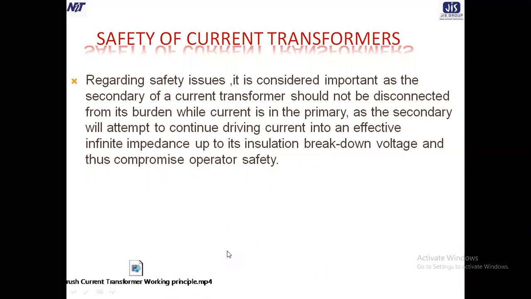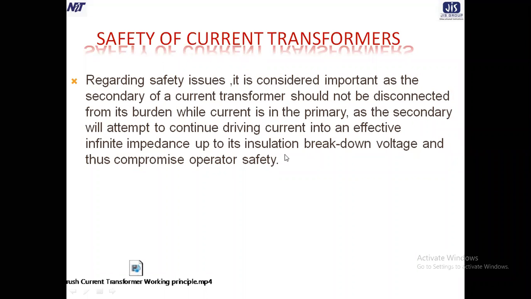Now we need to take some safety measures for the current transformer. So what are the safety issues? Look here. Regarding the safety issues, it is considered important that the secondary of the current transformer should not be disconnected from its burden while current is in the primary, as the secondary will attempt to continue driving current into an effective infinite impedance up to its insulation breakdown voltage and thus compromise operator safety.